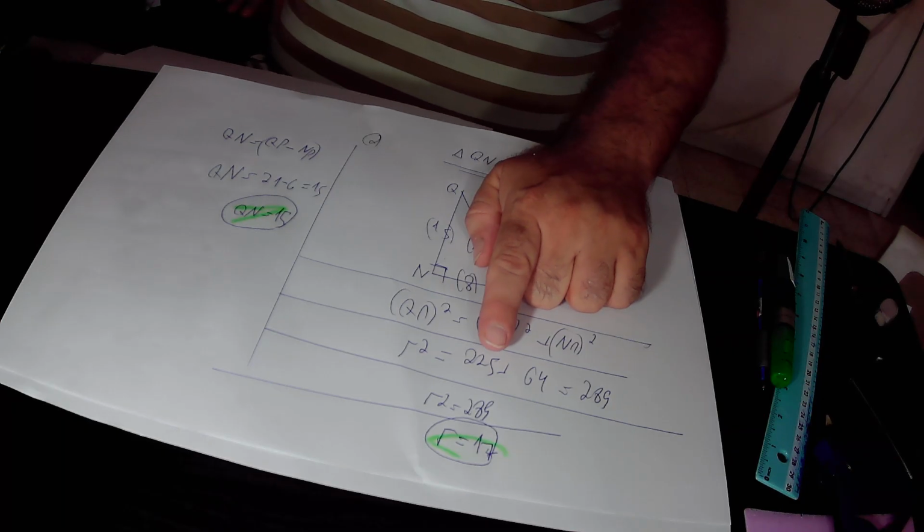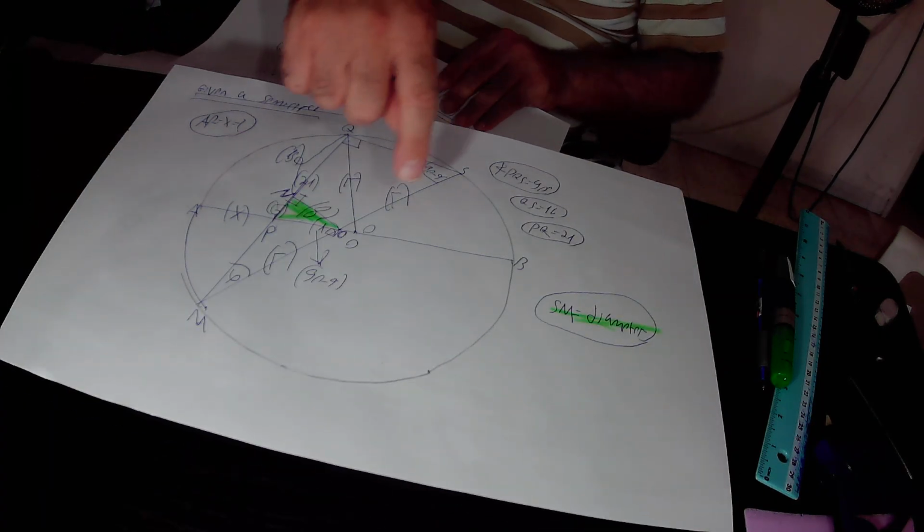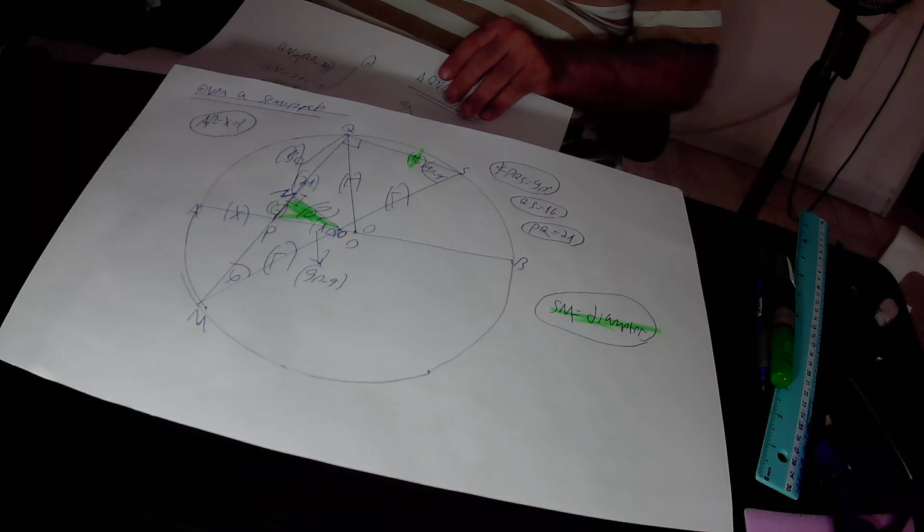Here we took the root of this equation and found out that R equals the square root of 289, that is 17. So we found out that the radius of this circle R is equal to 17 units in length.